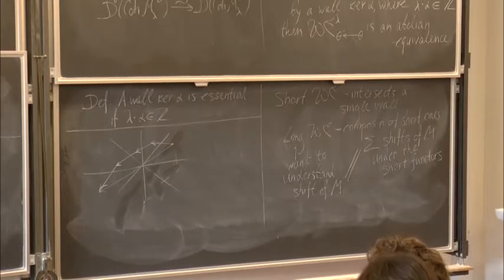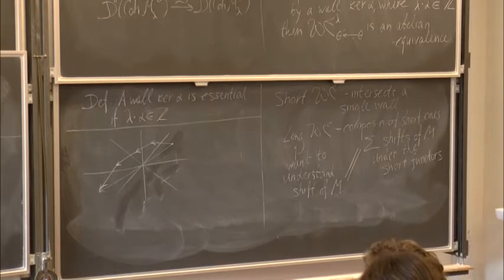Isn't there a homological dimension of a functor? I'm not sure. Maybe there is.